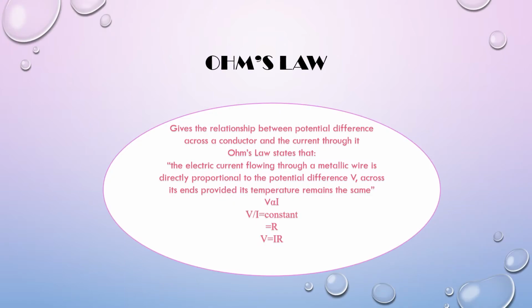Coming to Ohm's law, it basically gives the relationship between the potential difference across a conductor and the current passing through it. You can state Ohm's law as: the electric current flowing through a metallic wire is directly proportional to the potential difference V across its ends, provided its temperature remains the same. That is, V is proportional to I, or V/I is a constant, that is, V = I × R.